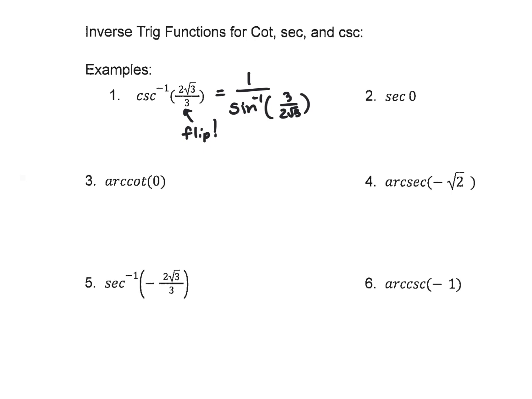Guys, which value on the unit circle has a root 3 in it? If it has a root 3 in it, we only have 1/2, root 3 over 2, and root 2 over 2, don't we? So which one of those does it look like if you flipped that over? If you flip this over, which one of those 3 do you think it's going to be? Yeah, root 3 over 2.